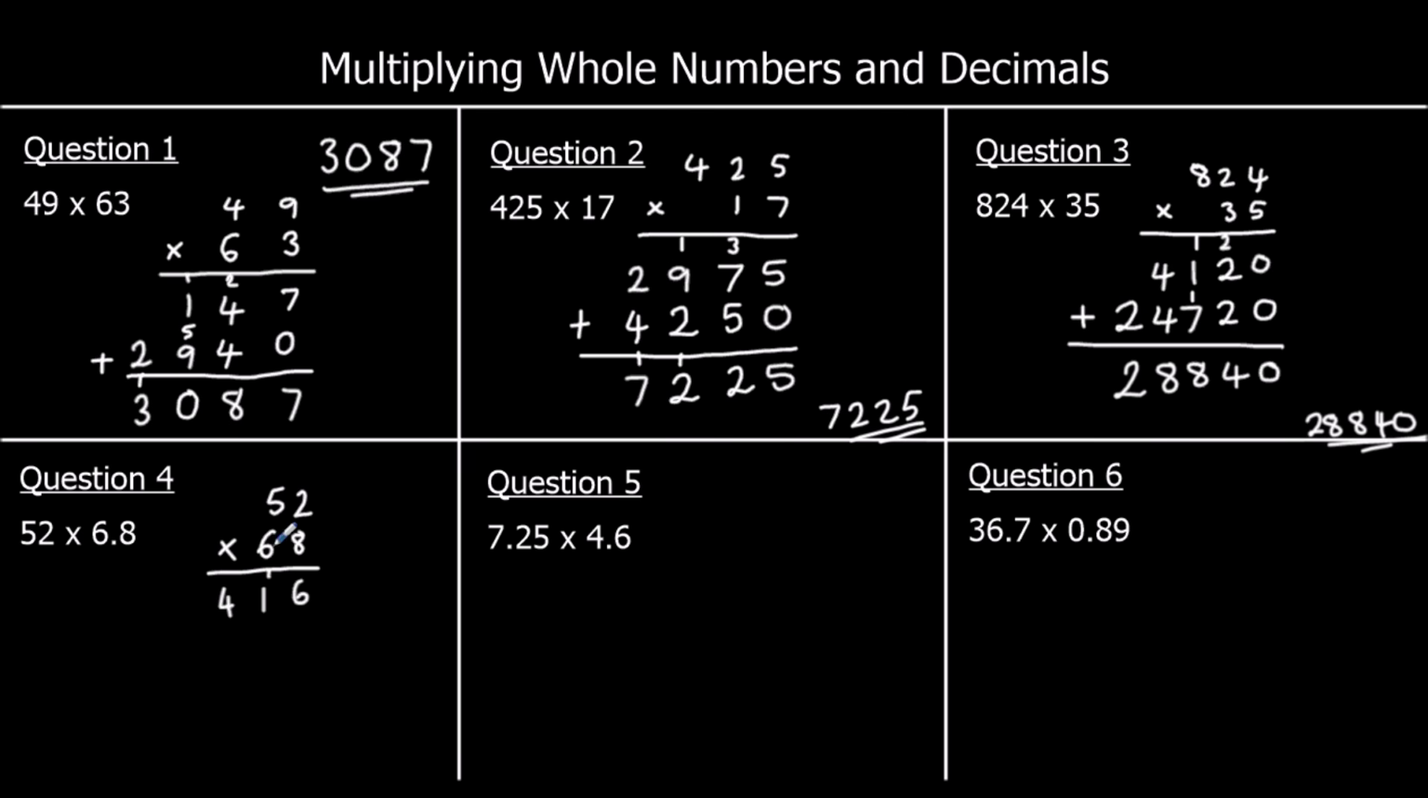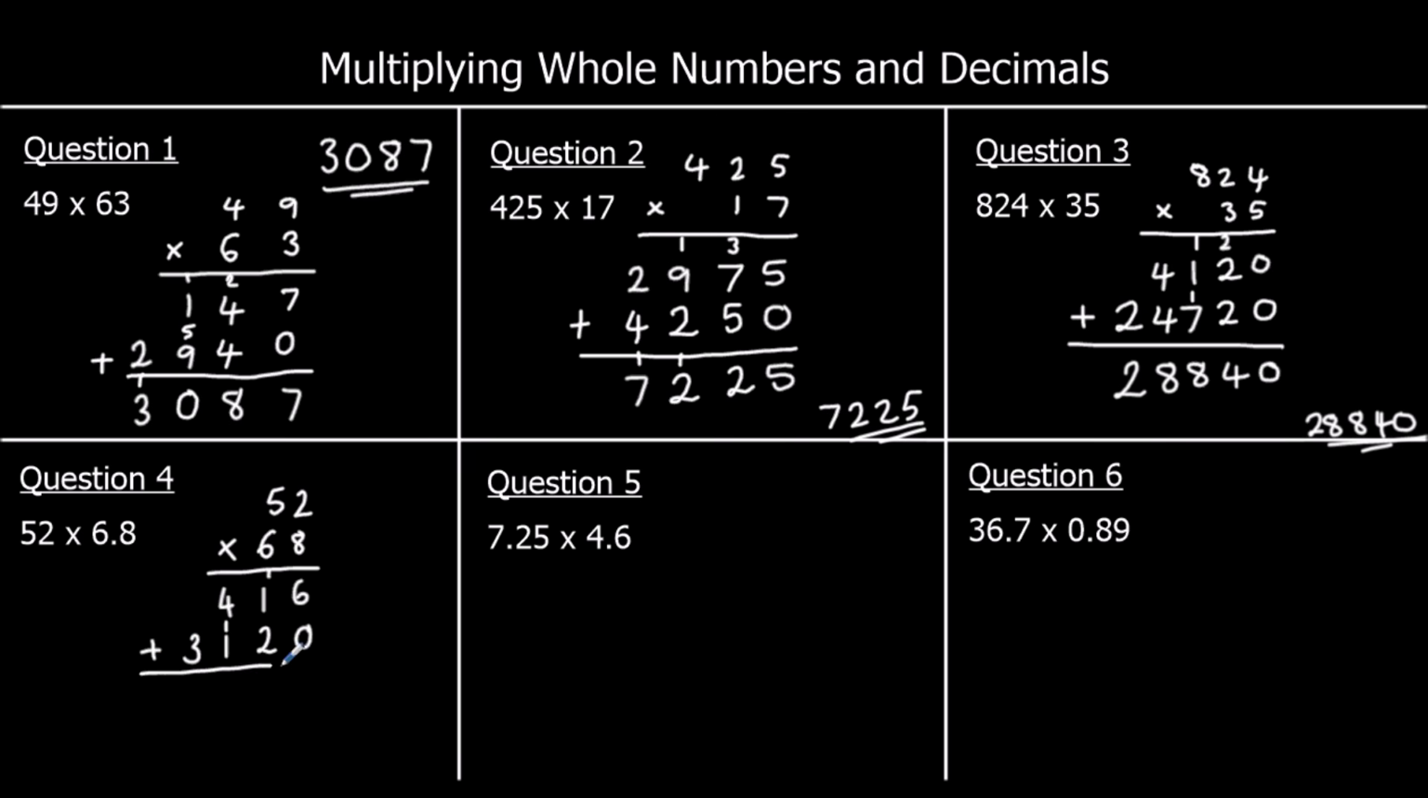Then I'm going to multiply 60 by 52. So add the 0 because I'm multiplying by 60, not 6. And 6 times 2 is 12. So 2 in the tens, carry 1 over to the hundreds. And 6 times 5 is 30, plus the 1 is 31.